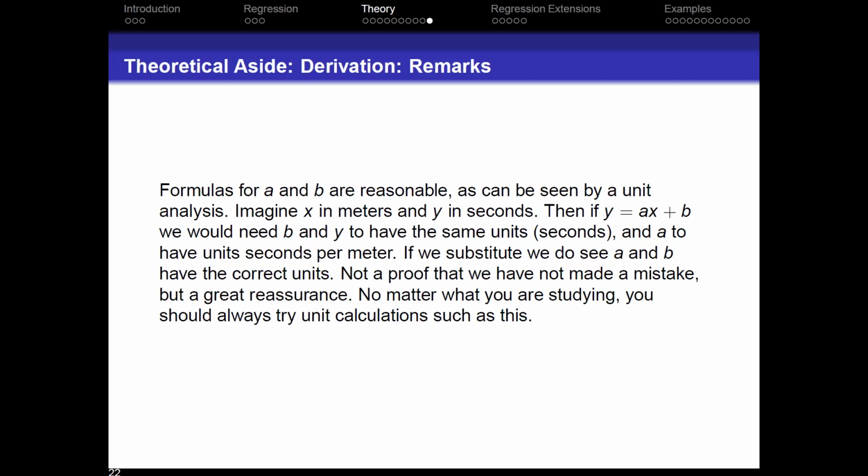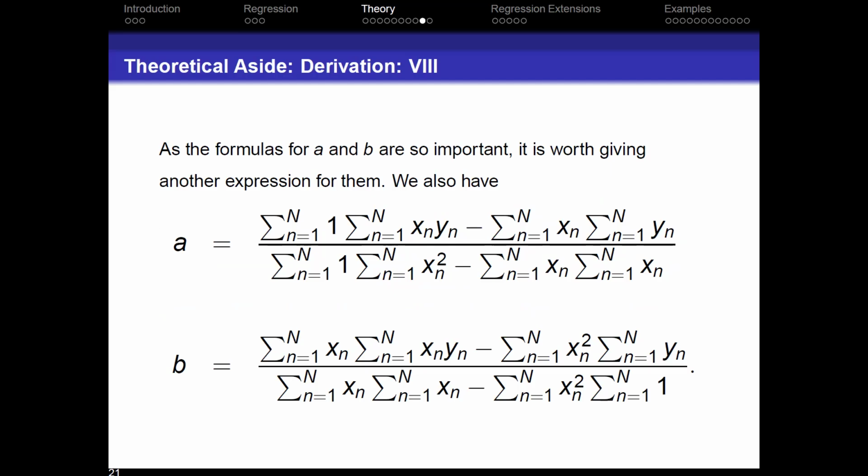So one of the things I always like to do is unit analysis. So when you're looking at things like this, let's say X is in meters and Y is in meters squared. Then to go from meters to meters squared, A would have to be in meters, Y equals AX plus B, and B would have to be in meters squared. So you want to see, would A have units of meters? And you start going through and seeing what would you get. Well, if yn is meters squared and xn is meters, this would be meters cubed.